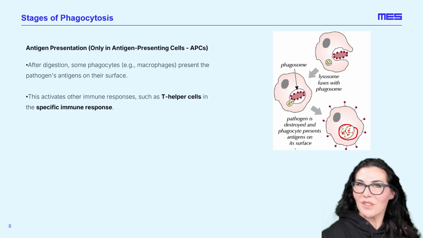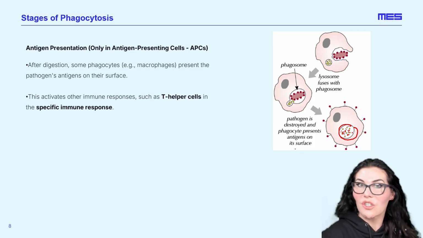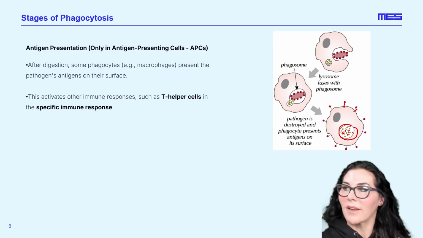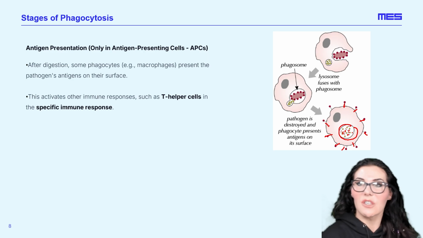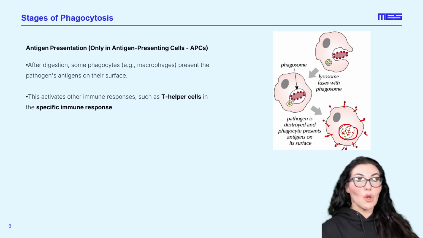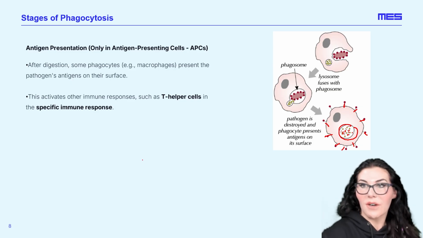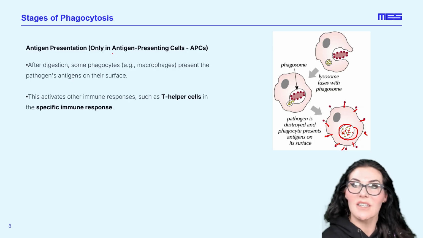But what the phagocyte then does with the antigens, the foreign antigens from the pathogen's own cell surface membrane, is it embeds them into its own membrane and presents them. It's literally like presenting them to the other immune system cells to say, look, this is what we need to target. And we call this antigen presentation. And we would describe the phagocyte in this state as an antigen presenting cell.